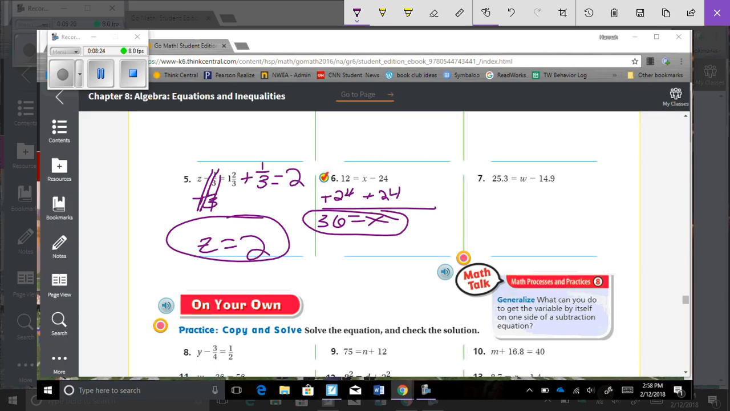Try number 7 on your own and show your teacher before you get started on the rest on your own. So you have 25 3/10 equals w minus 14 9/10. I'm going to give you a hint. You need to be adding something to get rid of it. Get your variable by itself.